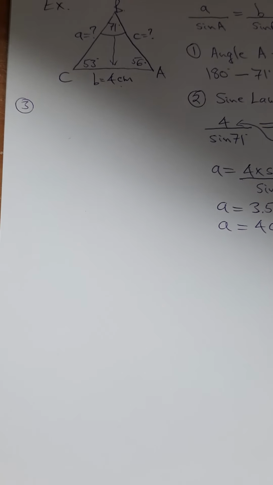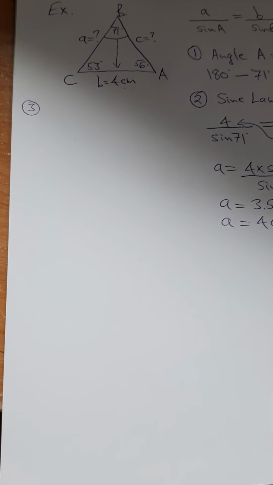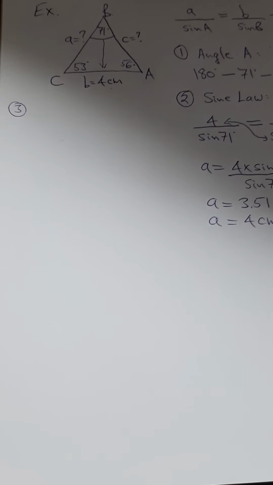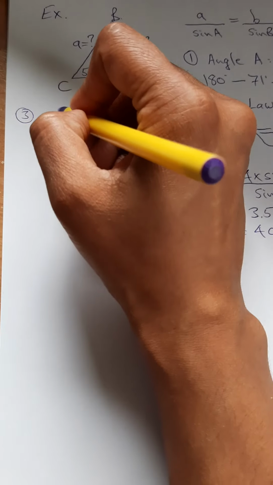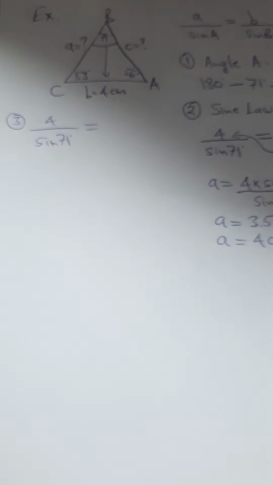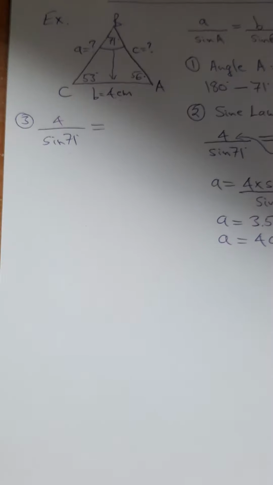I want to use the same ratio. Always use the sides and angles that are given in the question. So I want to use side B and angle B here. So 4 divided by sine 71, which again are the two values given to me in the question.